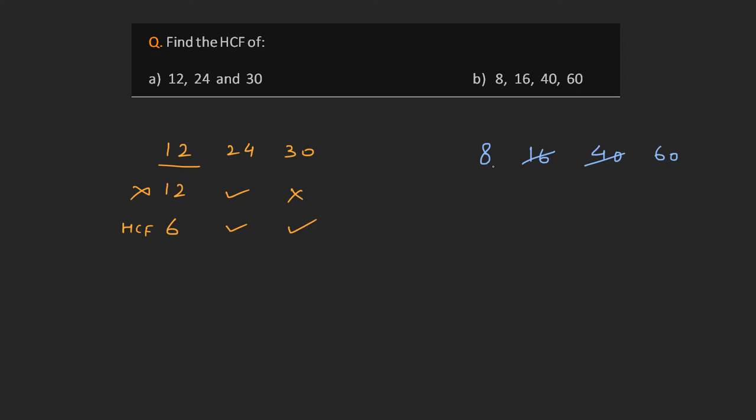The largest factor of 8 is 8 itself, but it doesn't divide into 60 evenly, so it cannot be the HCF. The next largest factor of 8 is 4, and it is also a factor of 60, so 4 is the HCF. So the takeaway from this example is that if you see one or more numbers that are multiples of some other number on the list, feel free to ignore them when finding the HCF. Just like we ignored 16 and 40 because they were multiples of 8.